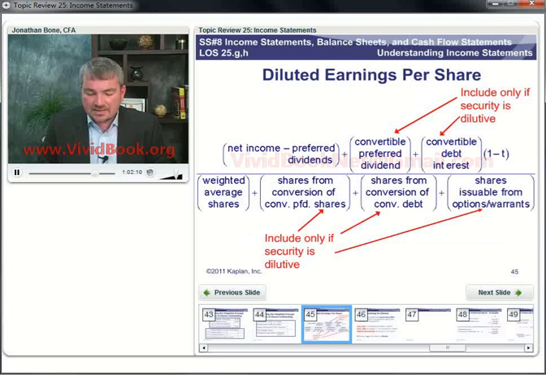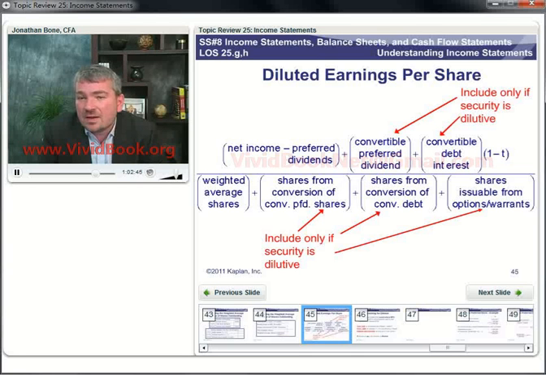Okay, let's turn our attention now to computing diluted earnings per share. We've got an overview slide, but then we're going to break each one of these down in turn. So notice we've got net income minus preferred dividends. Now, of course, if you've got convertible preferred stock, if that's converted into common stock, you would save the convertible preferred dividend. So we need to add that back on our numerator, but we need to include the increase in the common stock if it was converted. So the shares from the conversion of the convertible preferred stock would be included on the denominator.